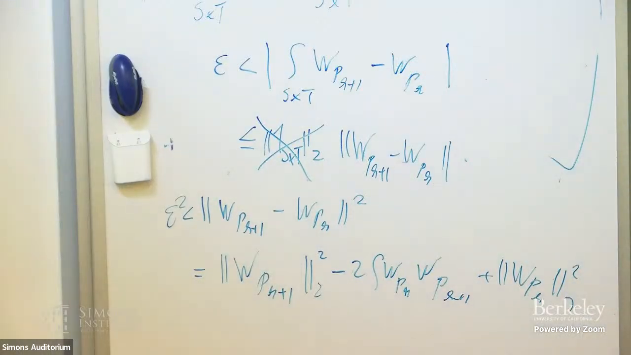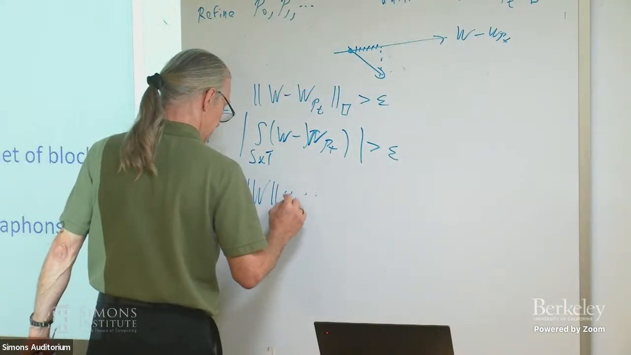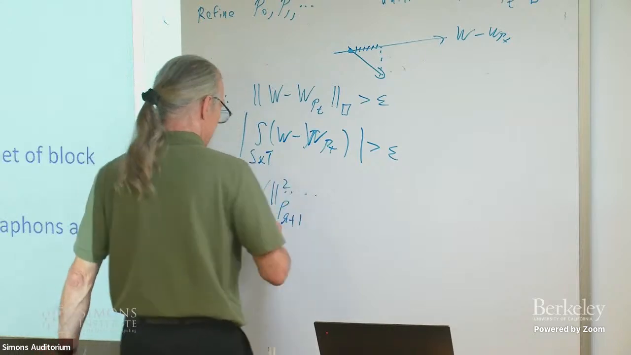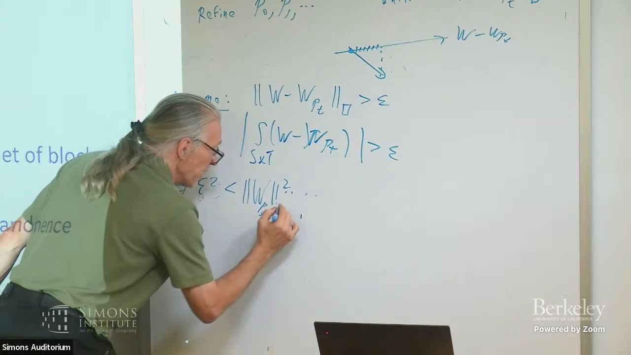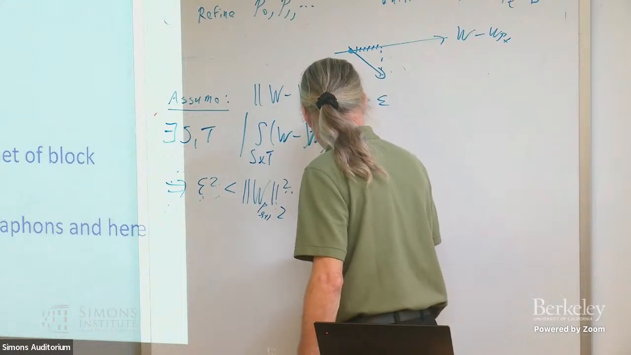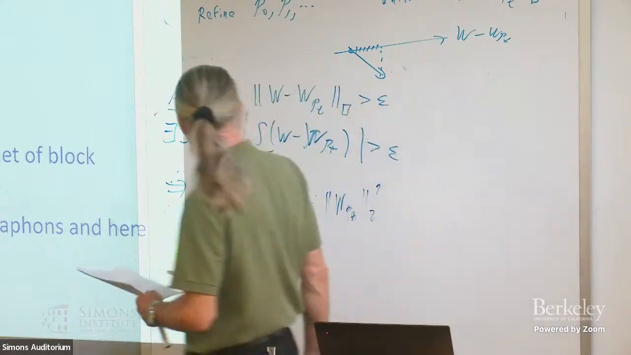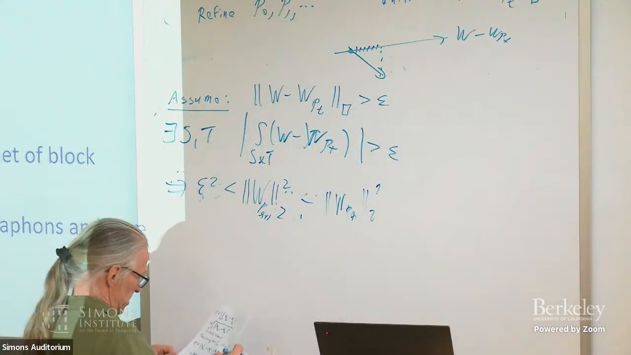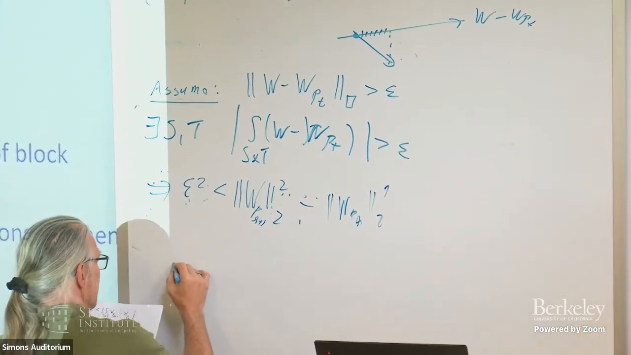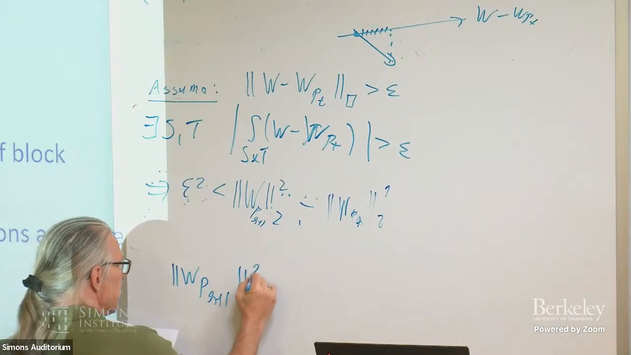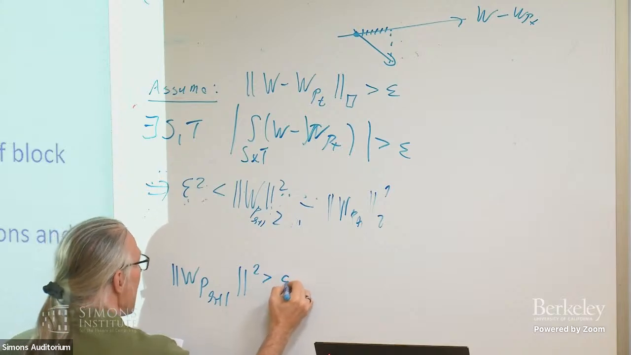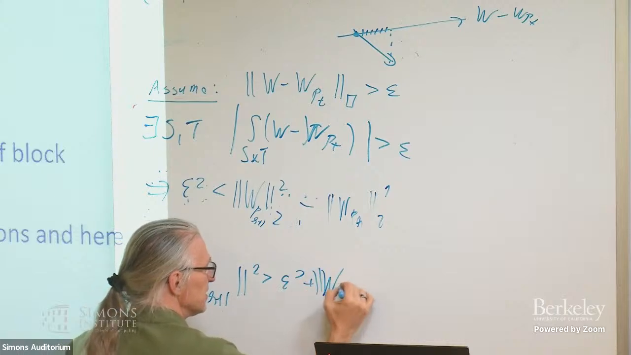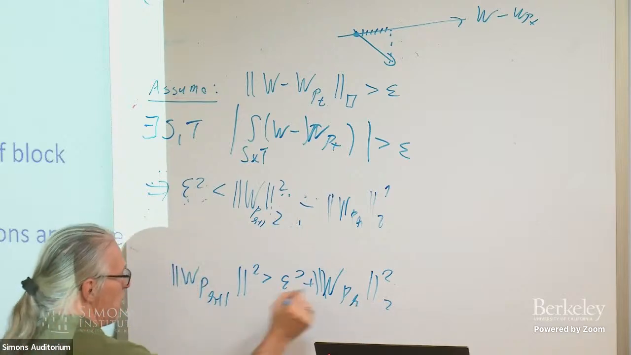So in other words, I have shown that epsilon squared is smaller than the 2 norm squared of w_{P_{k+1}} minus the 2 norm squared of w_{P_k}. Now I get that the 2 norm squared of w_{P_{k+1}} is bigger than epsilon squared plus the 2 norm squared of w_{P_k}. And now I iterate.